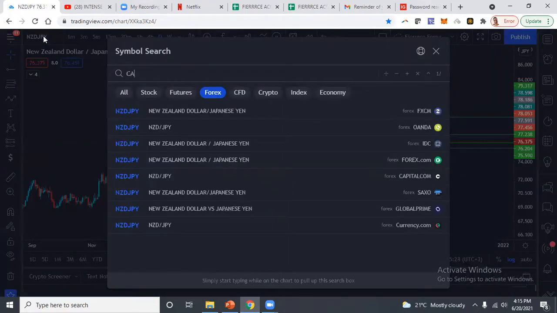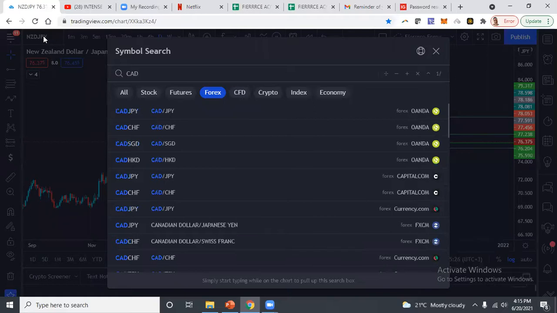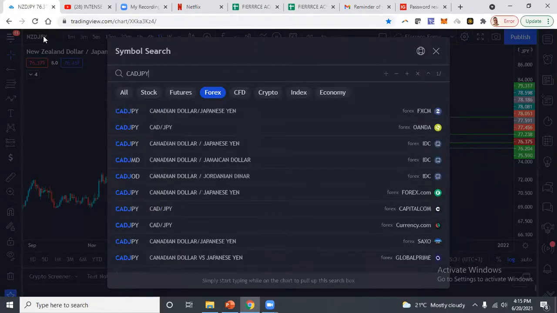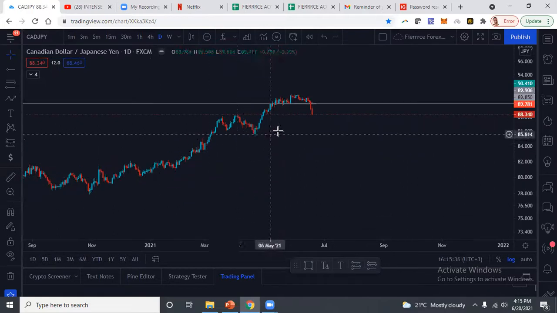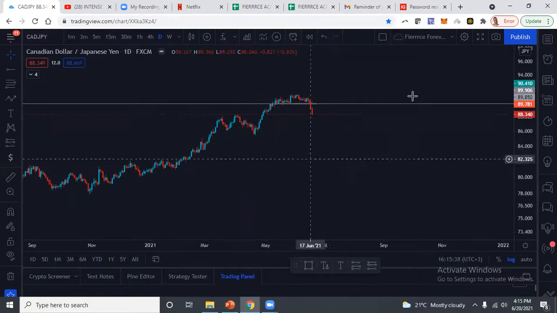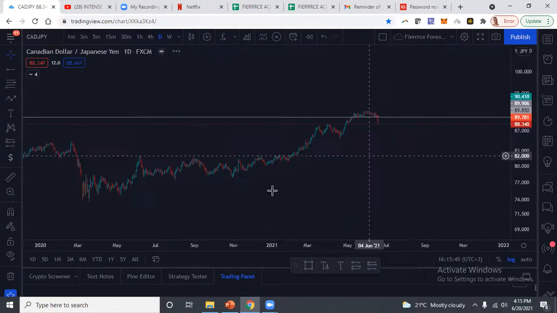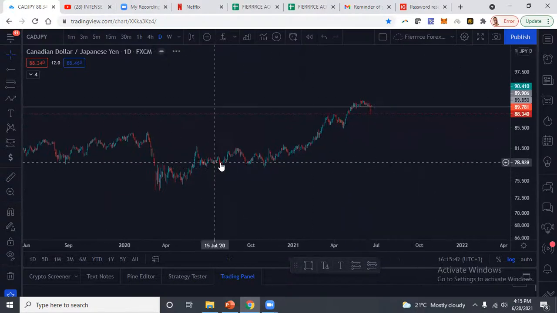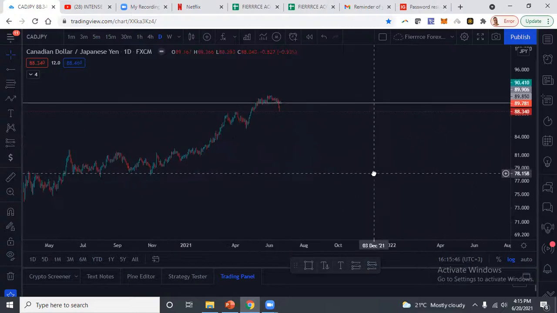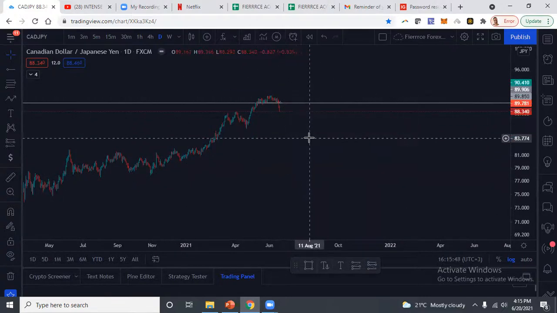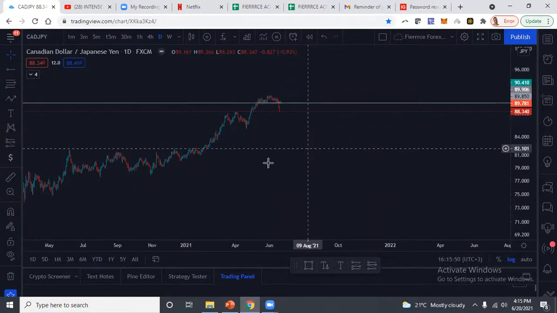Then let me look at a CAD pair, NZDCAD maybe, or let's even look at CADJPY. They're all looking the same as NZDJPY. May push lower, but we've been bullish. So right now, personally, guys, I'm just bullish on most of these pairs. What we saw last week was just a correction in the market.